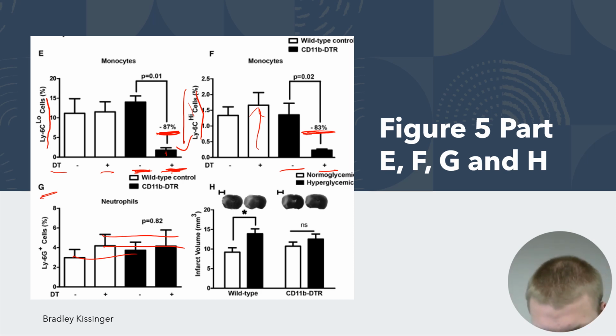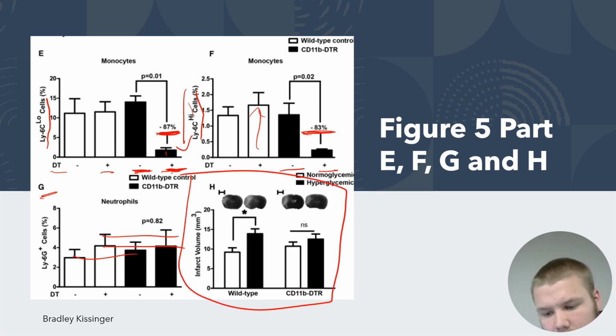So the graph H here is comparing the infarction volume between the CD11B DTR and the wild type mice, and you can see that there's no statistical difference between the normal glycemic and the hyperglycemic in that section, which is exactly what we were looking for. It's important because right here you can see in the wild type that infarction volume in the hyperglycemic is going to be more. It's going to be larger. It's going to be more damaging.